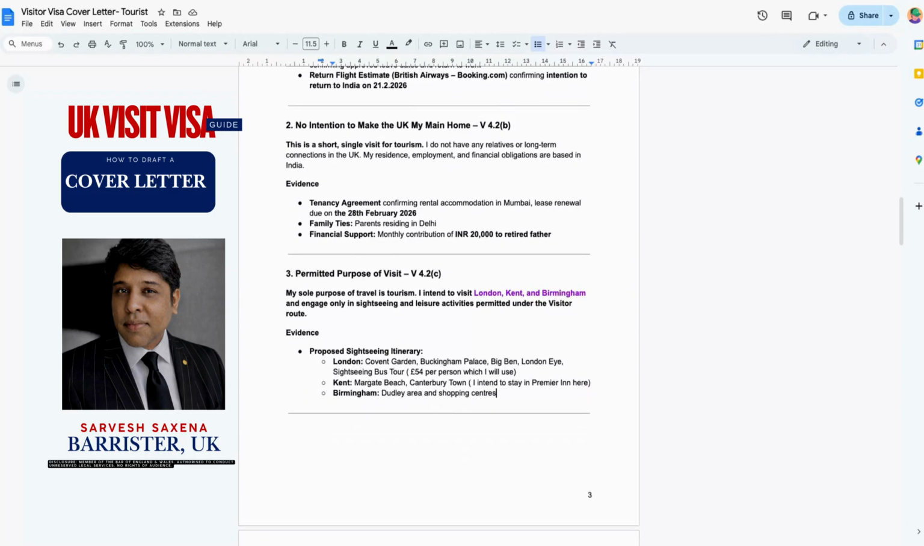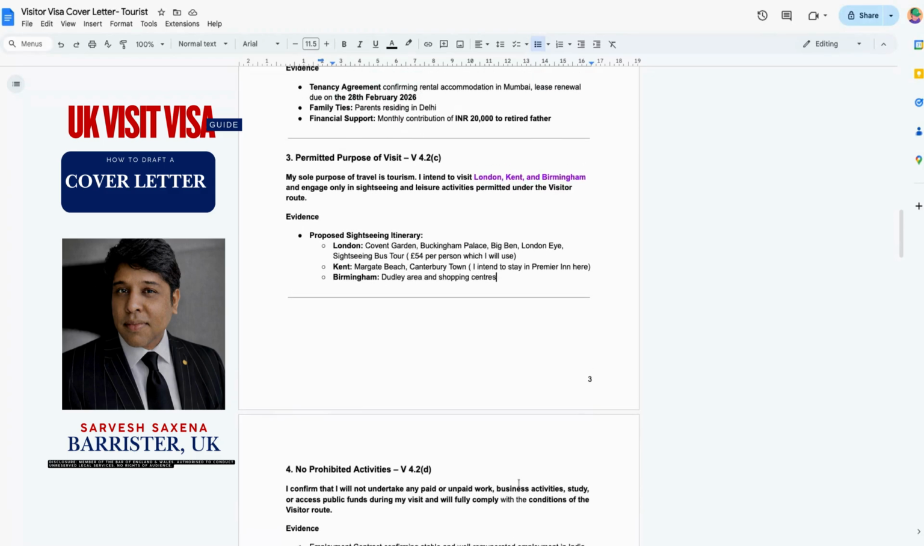Okay. Now, the fourth part is you will not undertake any prohibited activities. So, this is a really important part that you need to understand. Here we will declare: I confirm that I will not take any paid or unpaid or business activities, study, or access to public funds during my visit, and will fully comply with the conditions of the visitor route.